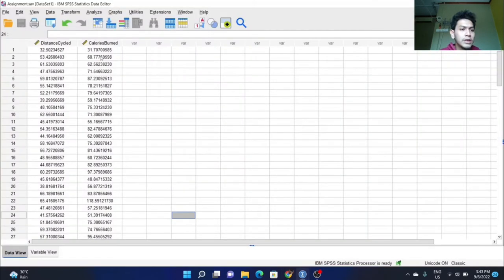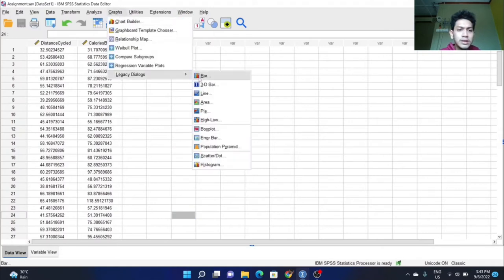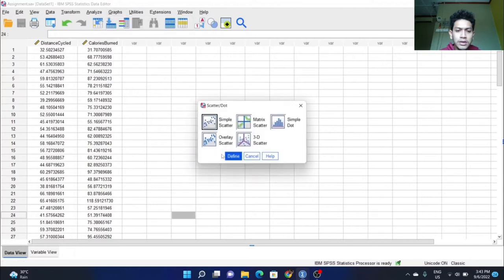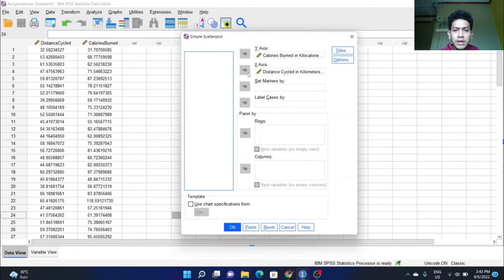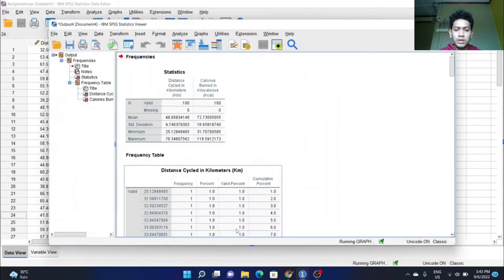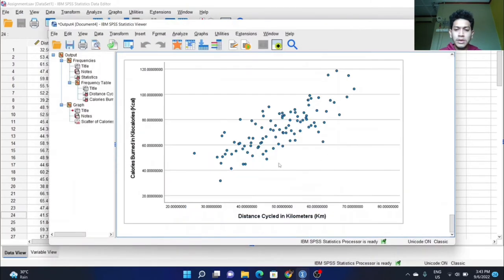For the scatter diagram, we just click Graphs and then Legacy Dialogs. This is the scatter. We click Simple Scatter and define it. The x-axis is distance cycle in kilometers, and the y-axis is calories burned in kilocalories. We just click OK. So this is the scatter diagram.